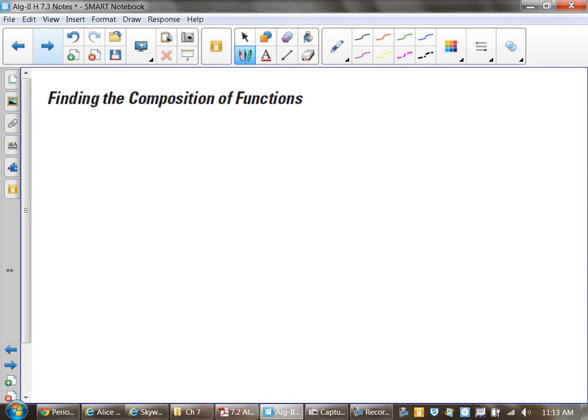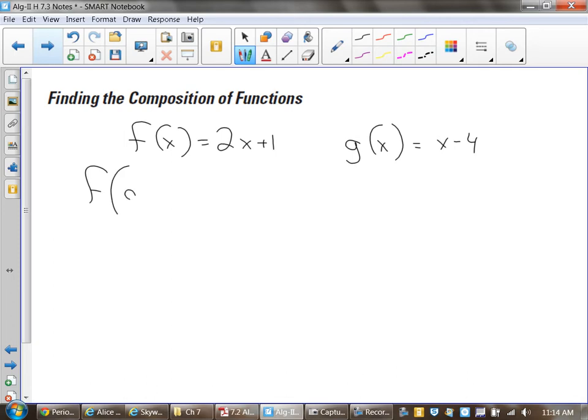And then last, the weirdest of all. What were the first two f of x's I gave you guys? What was f of x? 2x plus 1. The composite of functions is the weirdest of all of this. The composite of functions means that we're going to combine the two functions into one new function. It's going to look like this. What is f of g of x?